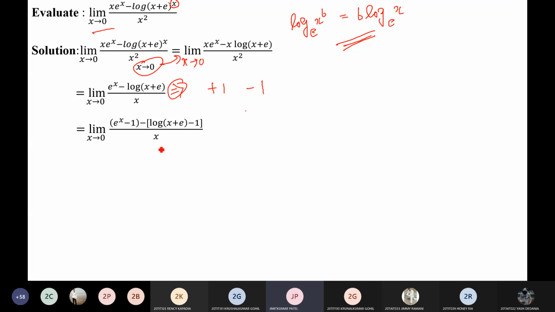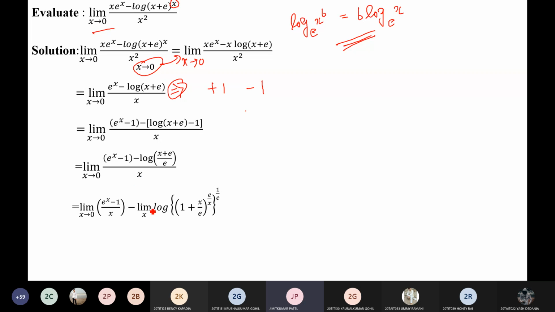Okay, why do we add them? Because in the next step you can understand very well, because e raised to x minus 1 minus log x plus e divided by x is that. So now we can separate both the terms easily and find the limit of this example. So what is my next step? I separate both the terms.